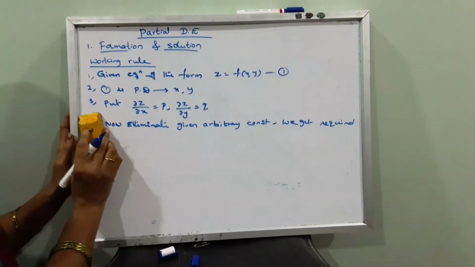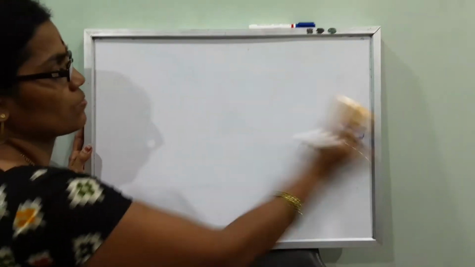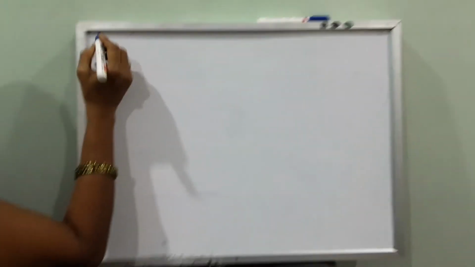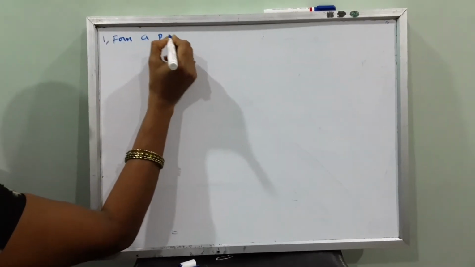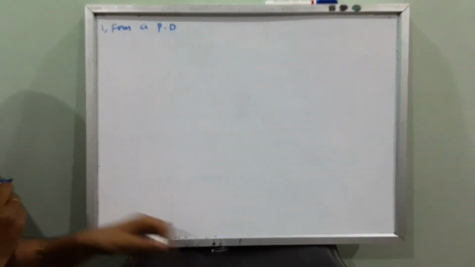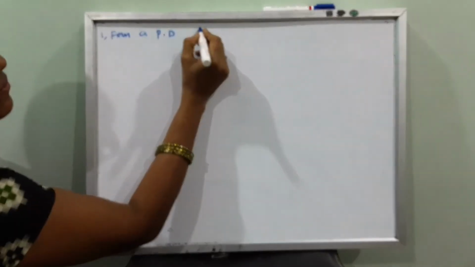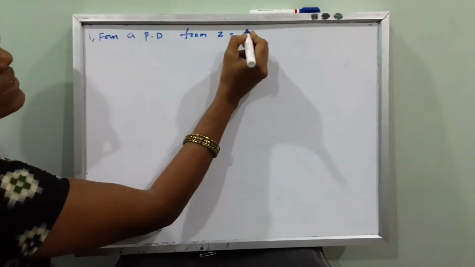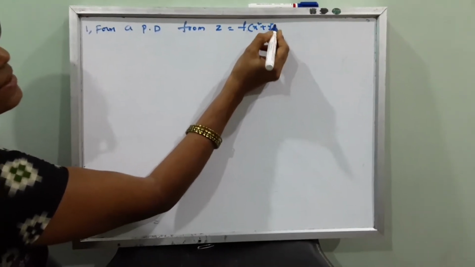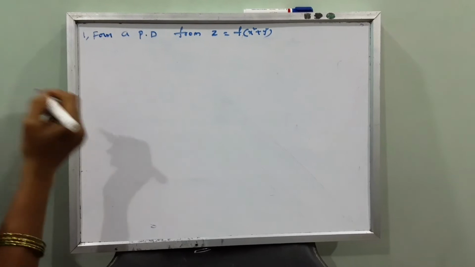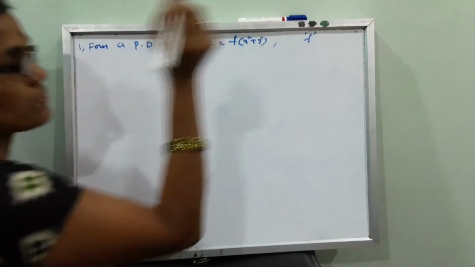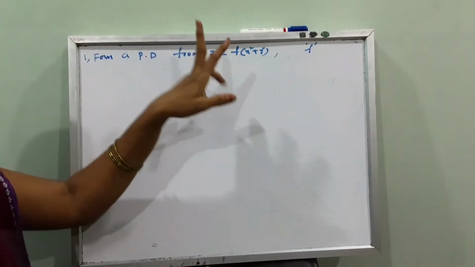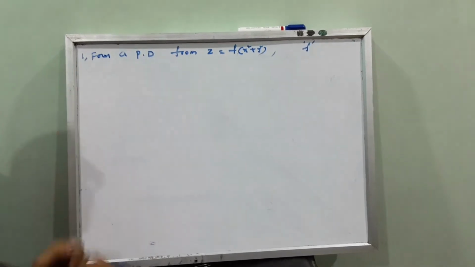For example, form a partial differential equation. First one: form a partial differential equation from z is equal to f of x square plus y square by eliminating the arbitrary function f. Here the constant is f, so we have to eliminate f from the given equation.